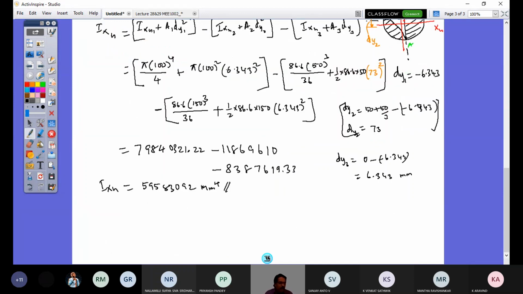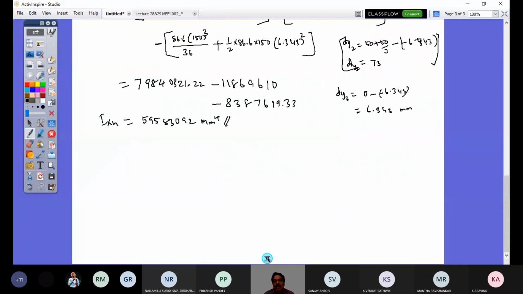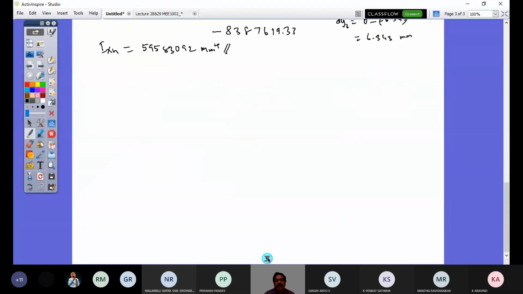So similarly, you can work out now IYG. IYG will have only two terms because I do not require the triangle to be split, right? So let us just do that quickly and stop today's class. So let me draw once again the diagram for clarity to calculate IYG. So this is the circle, and in that we have this triangle removed.